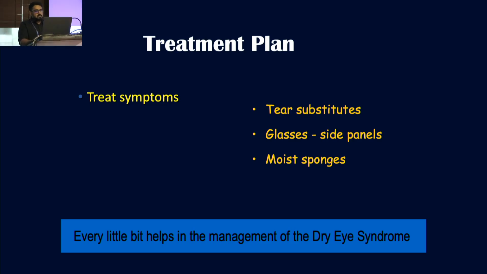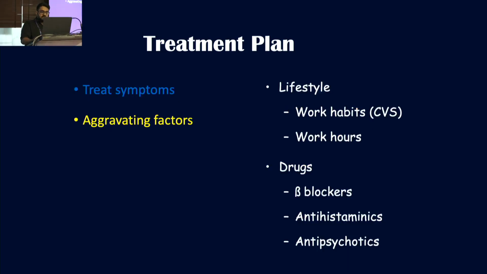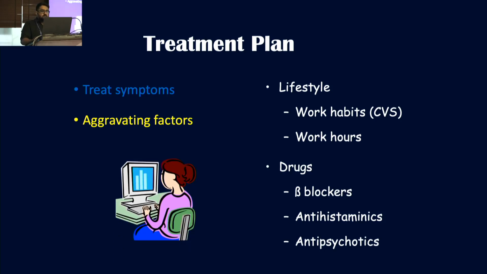An easier way of planning treatment for dry eye, I would say, is to first treat the symptoms of the patient. It may involve tear substitutes, glasses, and moist sponges. Next, go for the aggravating factors. Find out when the patient is feeling his symptoms. If it's a young patient who is having CVS, ask him to modify his working habits. Identify the drugs as mentioned earlier; drug toxicity can also cause dry eyes.